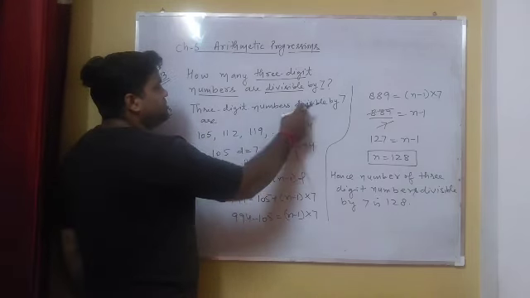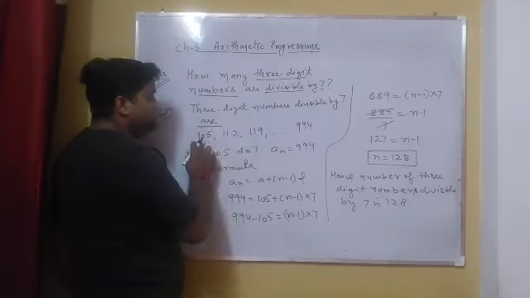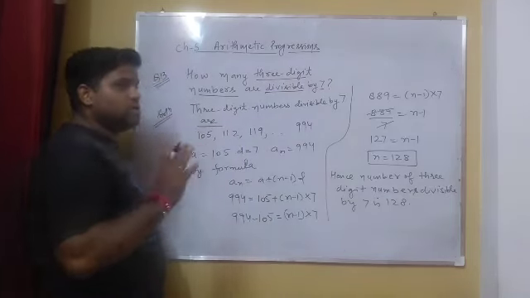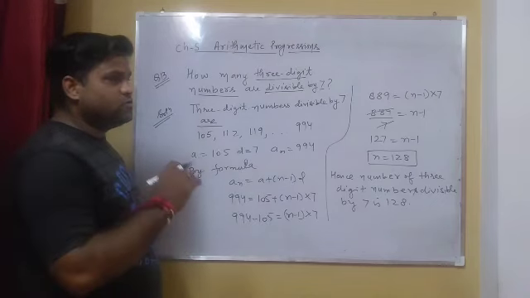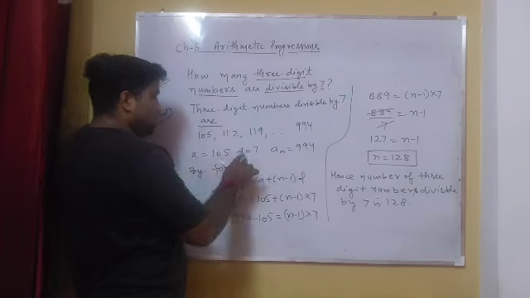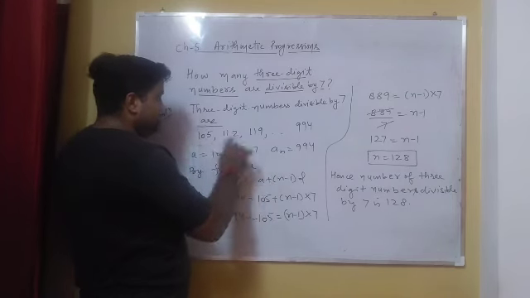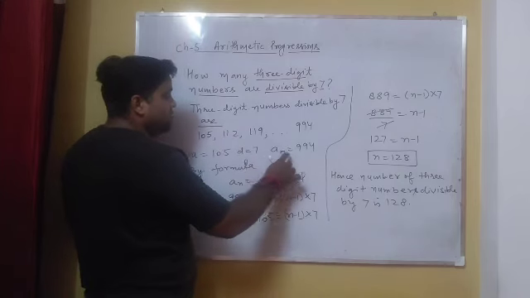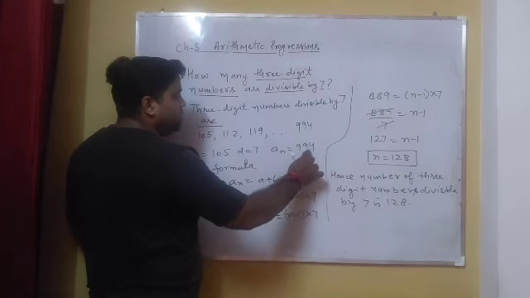The 3-digit numbers which are completely divisible by 7 are 105, 112, 119 and up to 994. So these are the numbers which are completely divisible by 7. Here we get a sequence which is in AP because the common difference between the terms is 7. So here our first term is a, which is equal to 105, d is equal to 7, and the last term, which is a_n, is equal to 994.